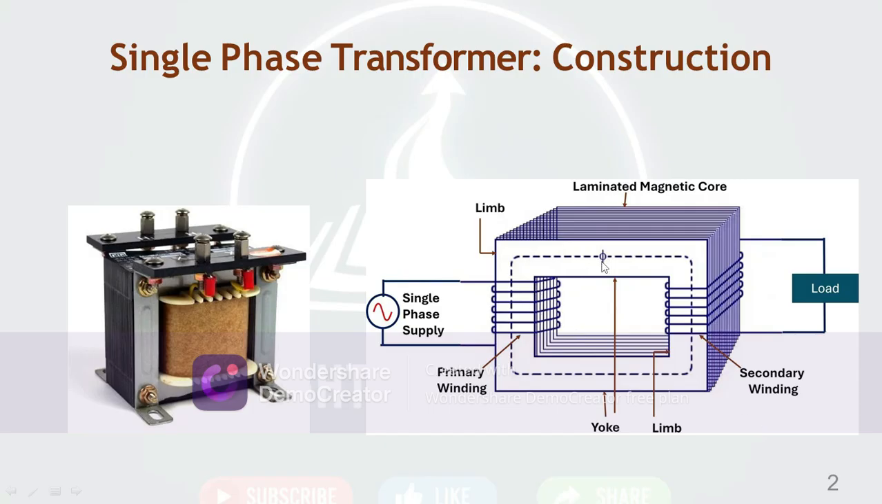Here the flux is shown. Flux is induced by the primary winding and flows from the primary winding to the secondary winding via this core. So this core is a laminated magnetic core, and flux is transferred via the magnetic core.